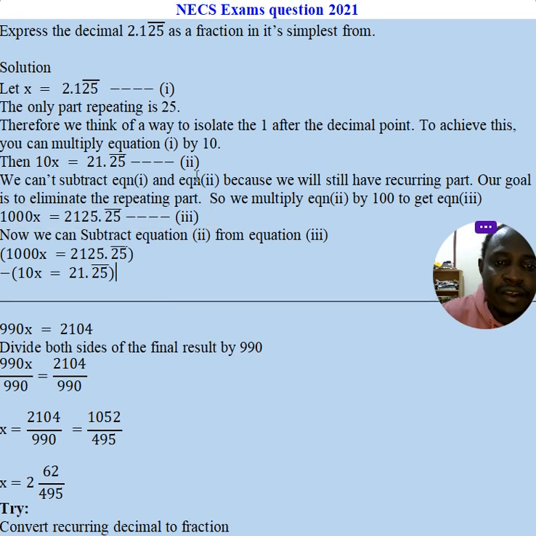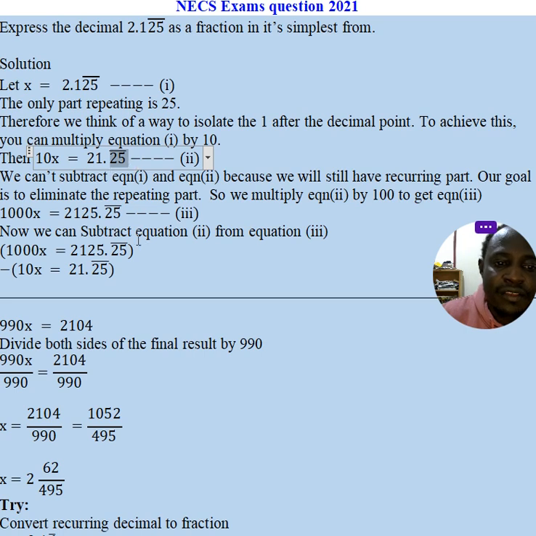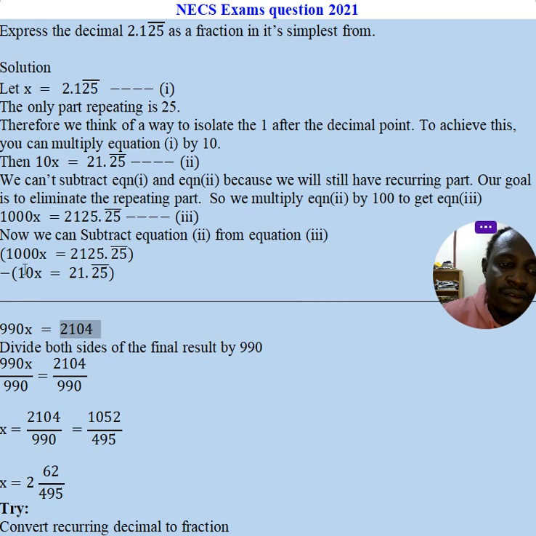Now we need to subtract the two equations. Since we have 25 to the right of the decimal point here, we also have 25 to the right of the decimal point there. We now know anything after the decimal point will be eliminated. So we subtract equation 2 from equation 1. We do the subtraction here. 25 recurring minus 25 recurring gives us 0, and then we have 2,125 minus 21, which gives 2,104. And then for the x side, 1,000x minus 10x gives 990x.